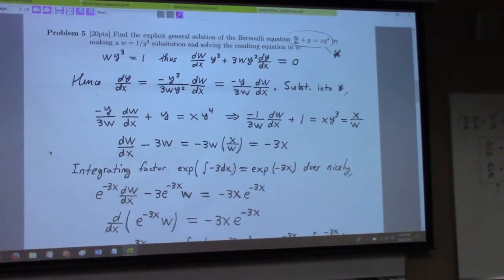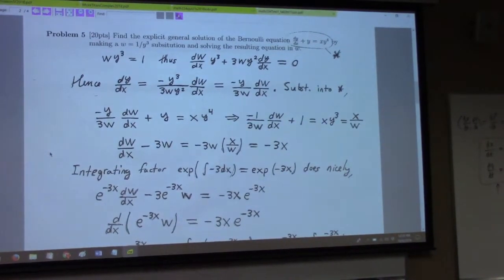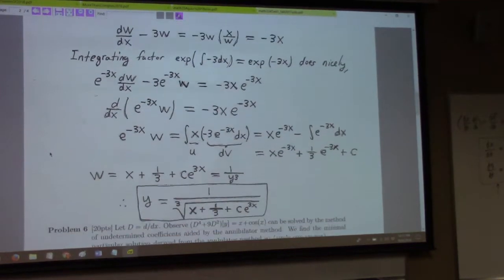Problem 5 is Bernoulli. And as I have told you guys in class, if I ask you a substitution problem, I will also tell you to make the substitution, whatever it is, right? I should probably fix the spelling there.